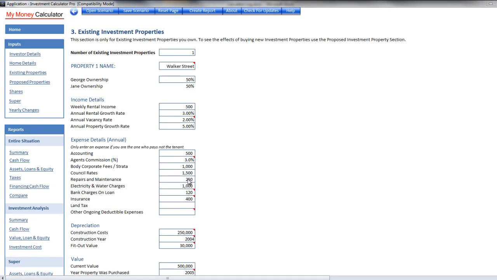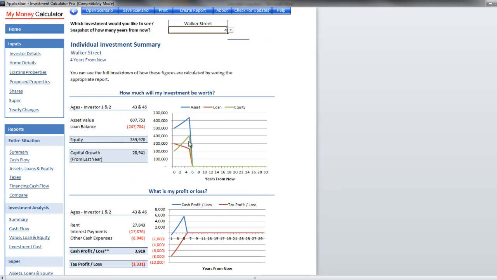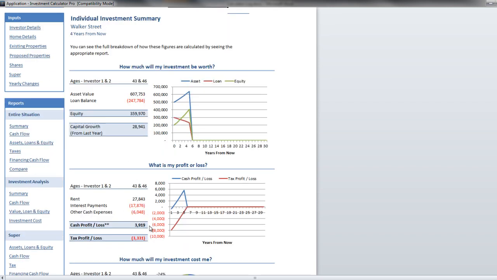Now let's take a look at some of the results quickly. Note we go through each results page in detail in other videos, so we'll just check out the results briefly here. In our investment summary page, we can see that in 4 years from now, our property will be worth around $600,000 with equity of around $360,000. There'll be capital growth of around $30,000 from the previous year.